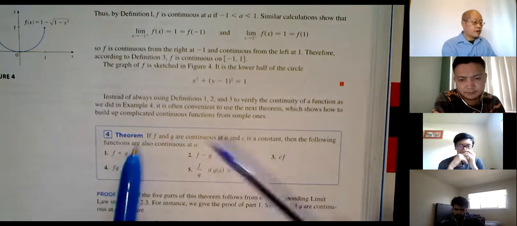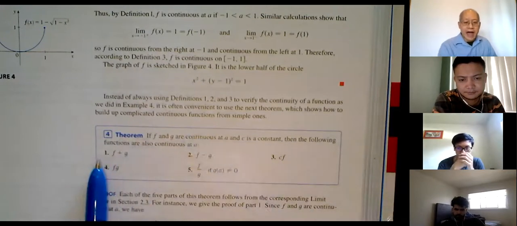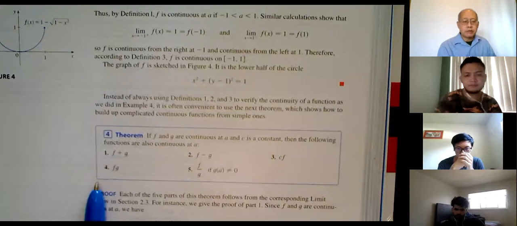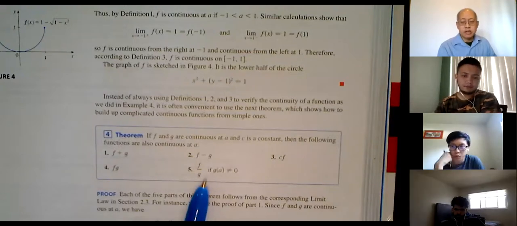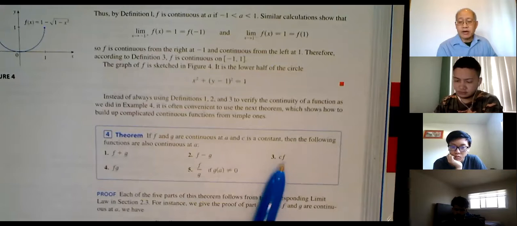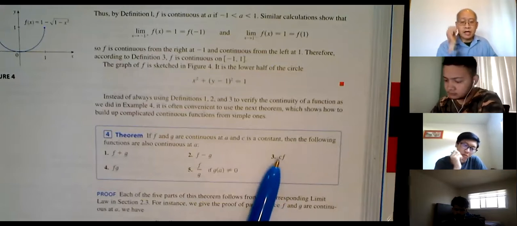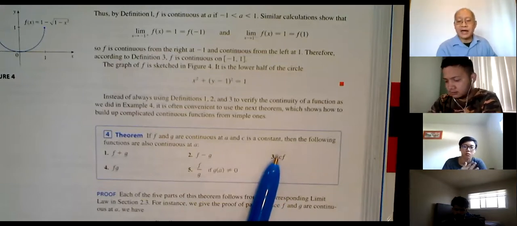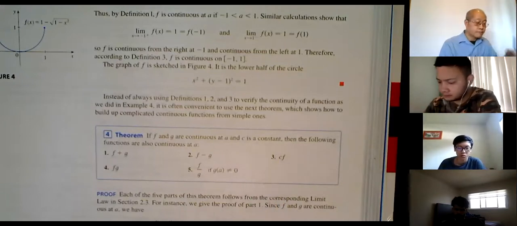So if you have two continuous functions, if you add them, subtract them, multiply them, and divide them, you still have continuous functions as long as you're not dividing by 0. And this says if you have a continuous function and you multiply it by a constant, like 7 or pi, it's still going to be continuous. Okay, so that's the bottom of 117.